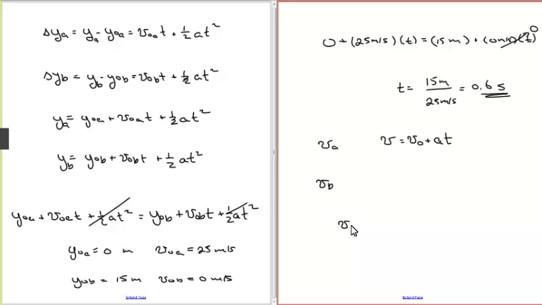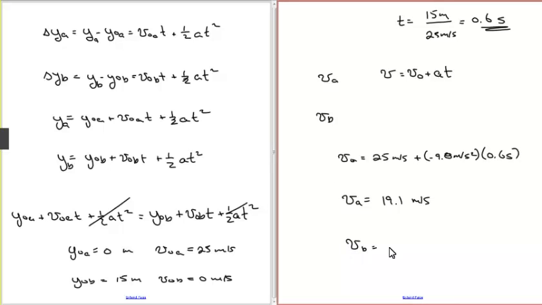So the velocity of object A, which is the one that's thrown up, is V0, which is 25 meters per second, plus the acceleration, which is negative 9.8 meters per second squared times the time, which is 0.6 seconds. So when we multiply meters per second squared times seconds, we get meters per second, which is good because those are the right units. So we get 25 minus 9.8 times 0.6. So V sub A is 19.1 meters per second.